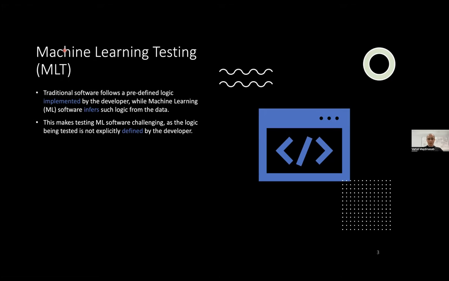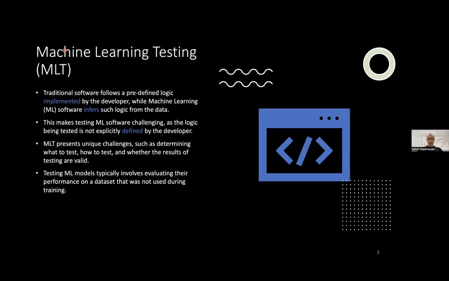Because this underlying logic is not implemented, testing machine learning software becomes a bit difficult because we need to ensure that we have tested the machine learning components or programs extensively, but we don't have a guideline provided by the developers to us to follow. So these issues raise some challenges that are unique to machine learning testing. For example, what exactly should be tested? The model, parts of the model, or how do we ensure that the results of our testing are valid? In other words, how can we make sure that the model is behaving exactly as we want it to behave?